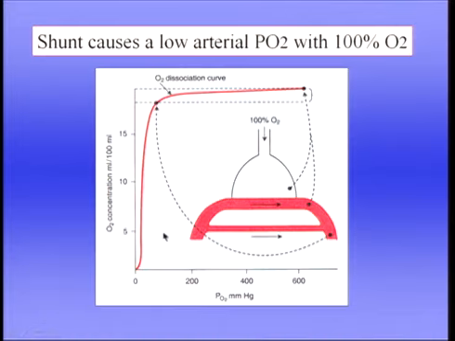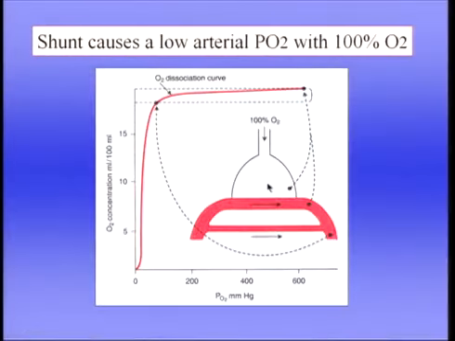Isn't that striking? With a relatively small shunt, this patient, if given 100% oxygen, shows an arterial PO2 which is way below what you would expect in the normal lung. And as I said before, it's only shunt, only that third cause of hypoxemia, that's responsible for this behavior. And this makes it important in practice.